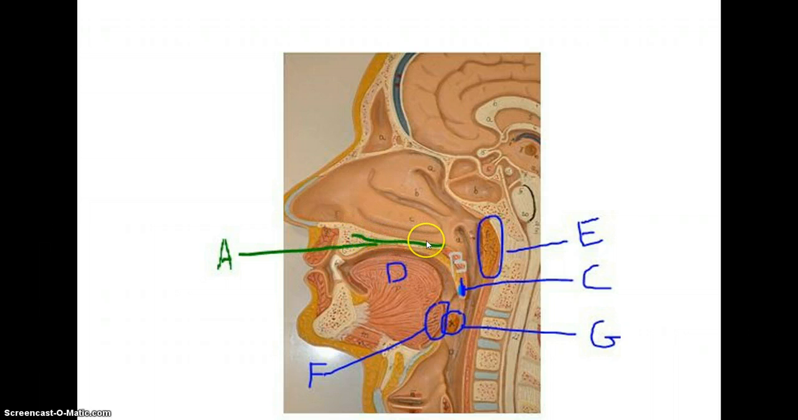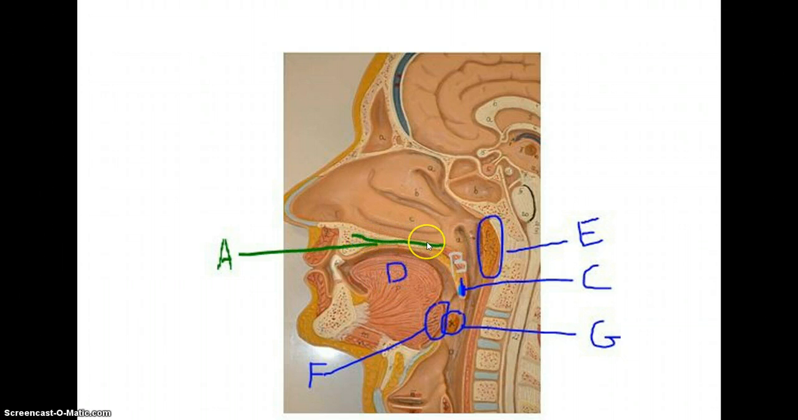We have the hard palate, which is the bone, soft palate, which is not bone, and the uvula at the end of the soft palate. We have the pharyngeal tonsils. We have the lingual tonsils and the palatine tonsils. Here you have the tongue. Remember, the tongue is connected to the bottom of the mouth through the frenulum.